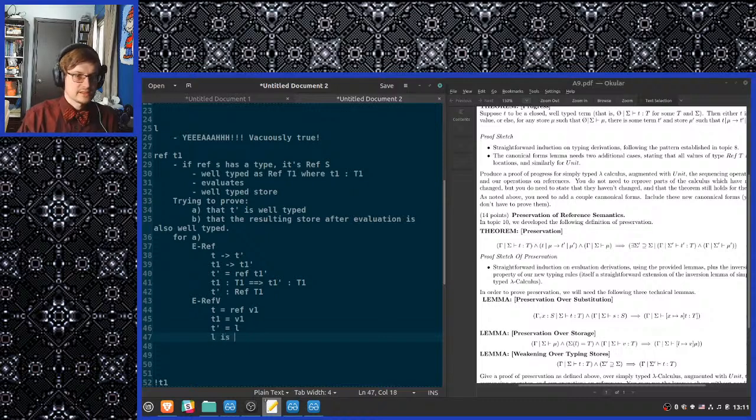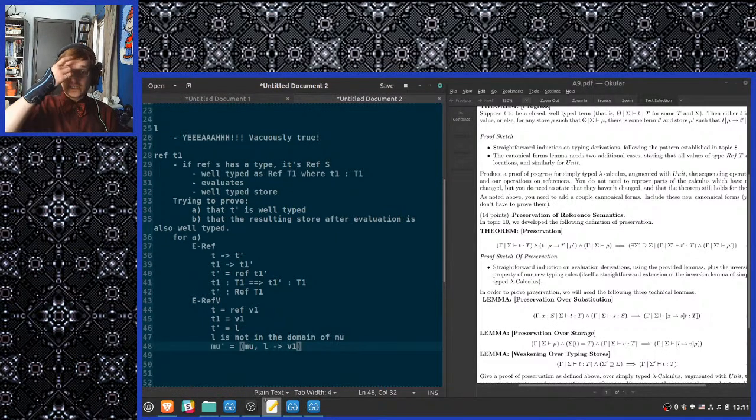We also know that L is not in the domain of mu. And we know that mu prime is equal to the existing mu with the new location mapping to the new v1, because that's how mu is modified. So what we're trying to prove is that there exists some sigma prime such that mu prime is still well typed. And this is almost trivial, right?